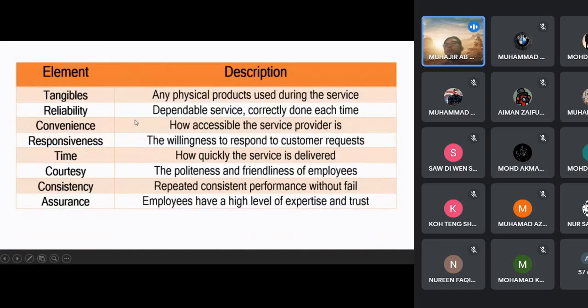This is one product. If you look at a service, you may see whether it is convenient, responsive, timely, courteous, consistent, and offers assurance. I mean, how the service is provided to you, in terms of how quickly the service is delivered and in terms of politeness. These are things that you may consider.